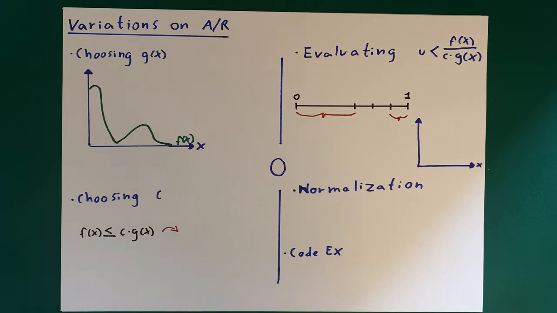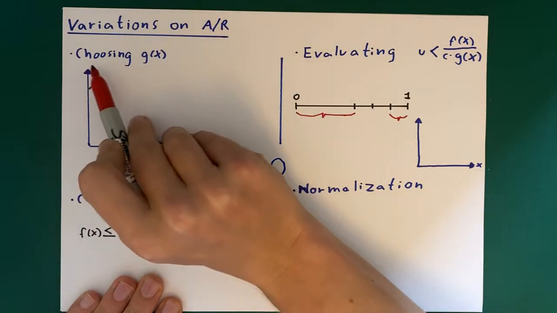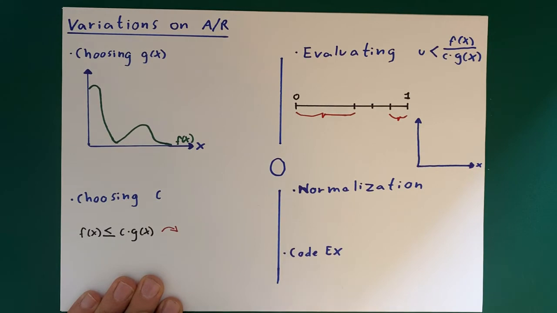So in this video I'll talk about some variations on acceptance rejection. You could also say that it's some solutions to some problems with acceptance rejection you might run into. And in particular, because this is quite a short video, I won't have time to go into all the details, so you'll have to look at the books for those. But let's get started. So the first problem you might run into is choosing the g of x function, right?